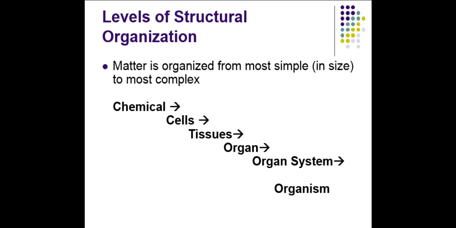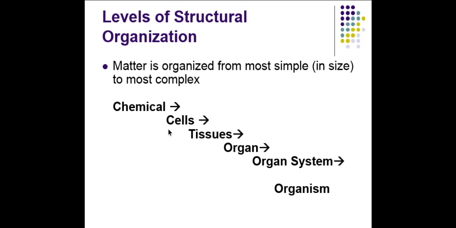All right, so basically everything in matter is going to be comprised of less complex things and more complex things. And so matter is going to go from the most simple level of structural organization, which is called chemical, all the way to the most complicated type of matter, which is an organism. So in chemical, we're looking at atoms. We're looking at molecules put together, okay? The smallest functional unit of matter would be an atom.